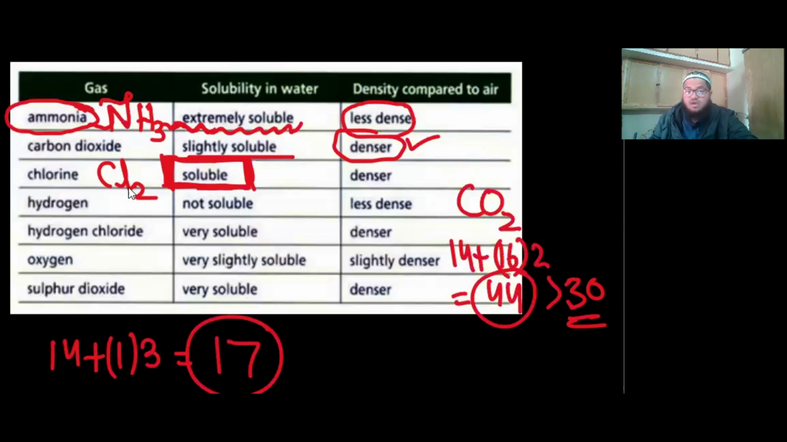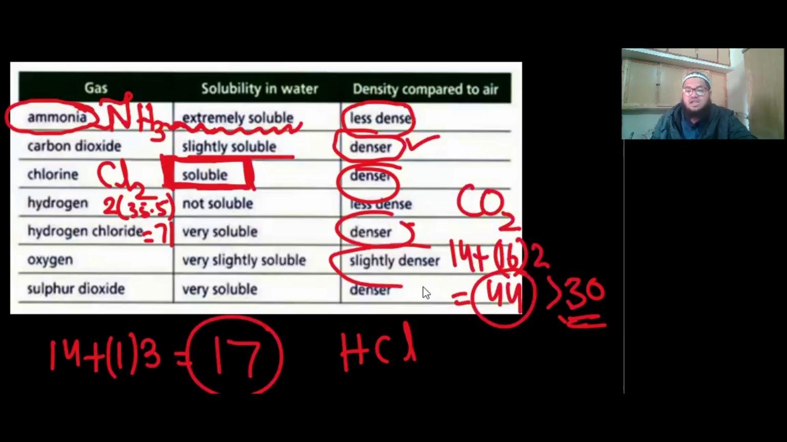So what's going to be the molecular mass of chlorine? If you check out the periodic table, the atomic mass of chlorine is 35.5. And since there are two atoms of chlorine, it's going to be 2 multiplied by 35.5. So that turns out to be 71. And again, 71 is denser than air because it's more than 30. Now, what about HCl? HCl, again, H and Cl, more than 30, so denser.